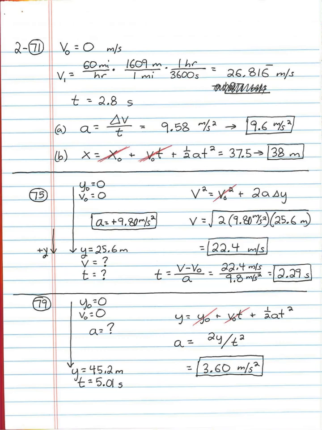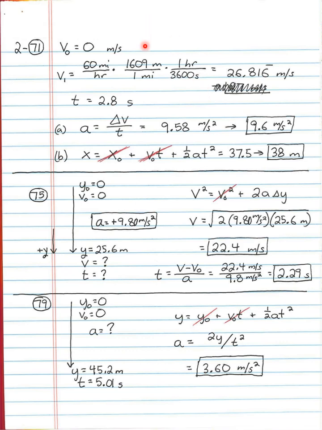Number 71 says the rock and roller coaster accelerates in a straight line from rest to 60 miles per hour in 2.8 seconds. What is its constant acceleration and how far does it travel during the first 2.8 seconds? As soon as you see 60 miles per hour, you should think we need this in MKS units, meters per second. So let's convert 60 miles per hour the way we learned in chapter 1.